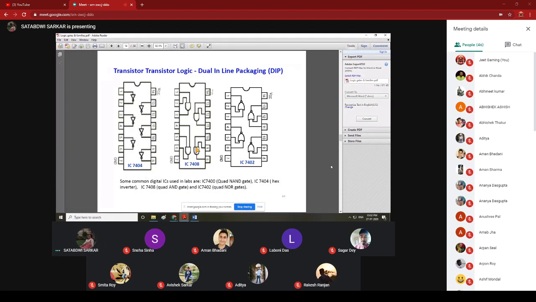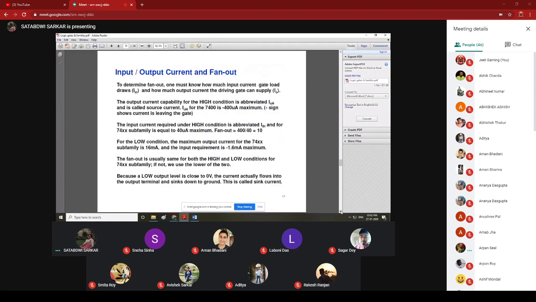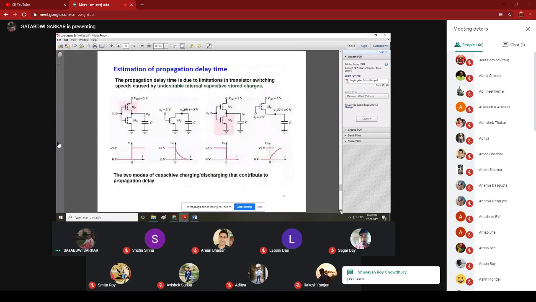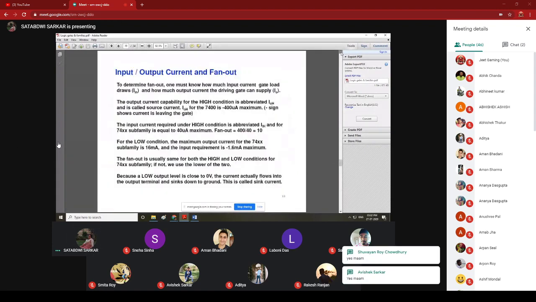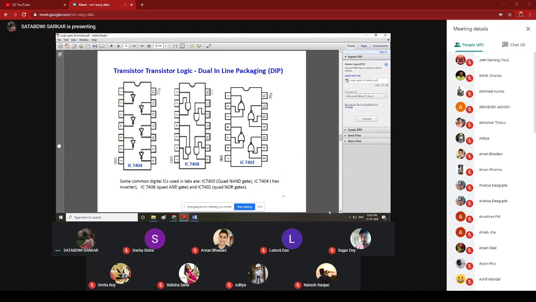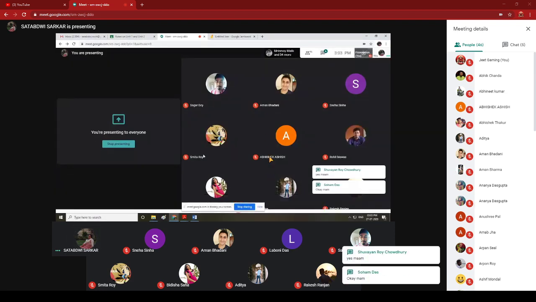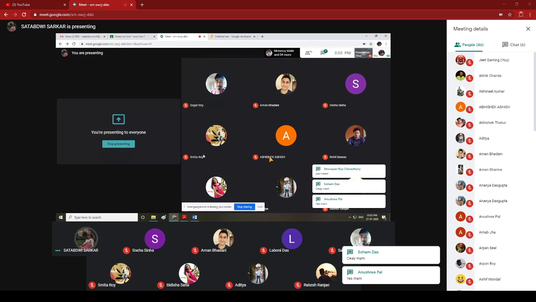Is it okay? It is also in the opposite direction of the notch, that is 7400. Is it okay? Can you understand? Okay, yes, ma'am.